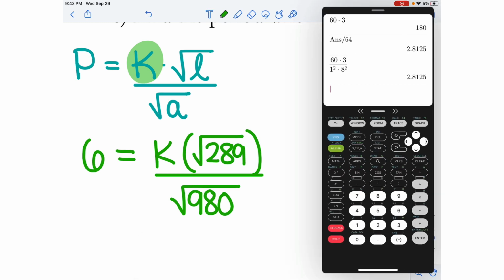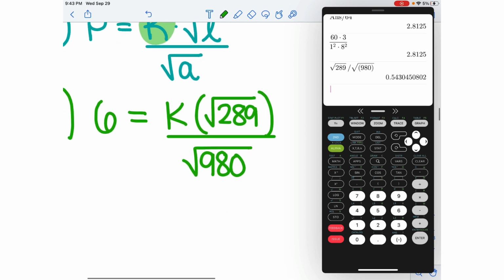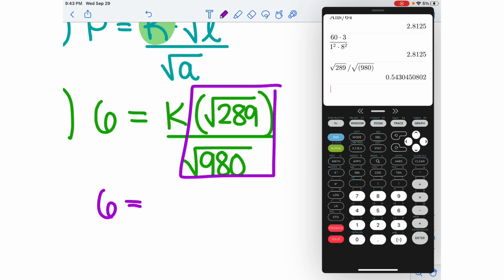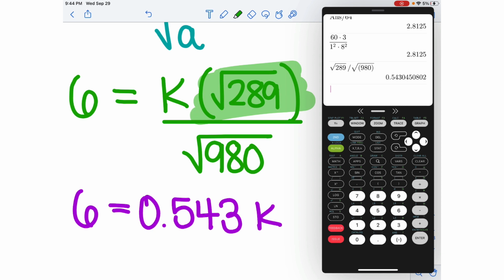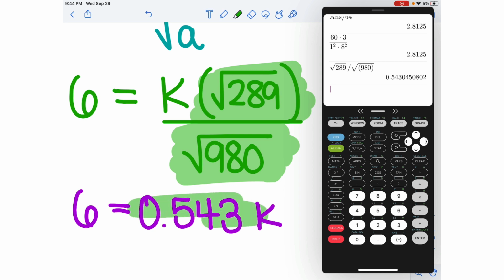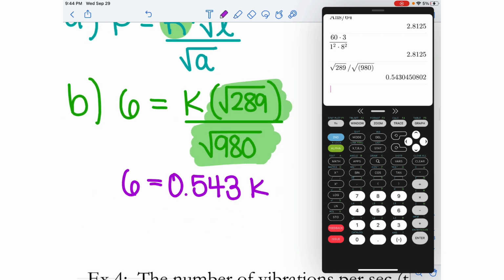So I personally would take the square root of 289, which is 17, divided by the square root of 980 and get a decimal for that. Okay, so this is what we have. 6 equals, so this came out to be the decimal 0.543 times k. So all I did was type this square root of 289 over square root of 980 in my calculator to get that decimal, and that's where this is coming from. Just going to be the easiest way to solve for k.